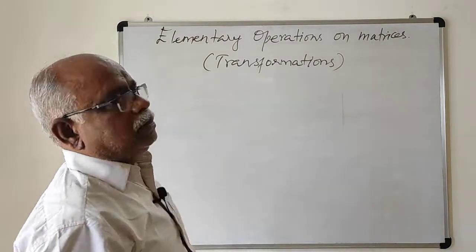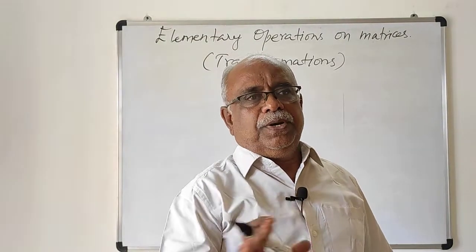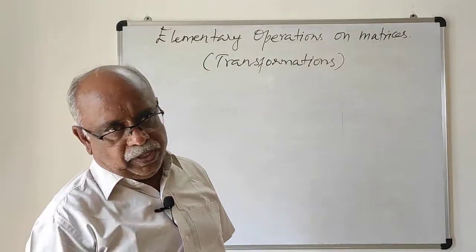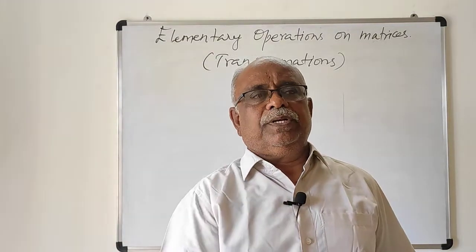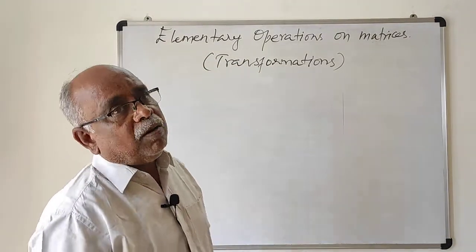There are 6 elementary operations on matrices we are going to see. Out of the 6 operations, 3 are row transformations and 3 are column transformations.